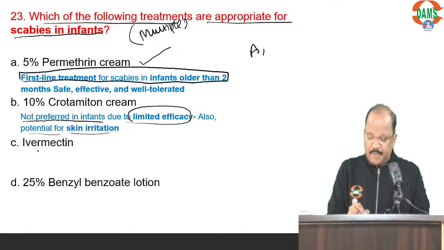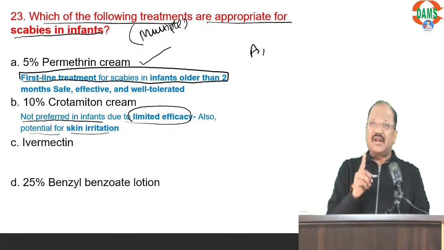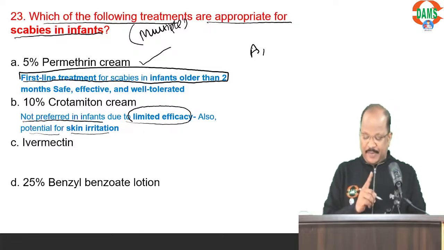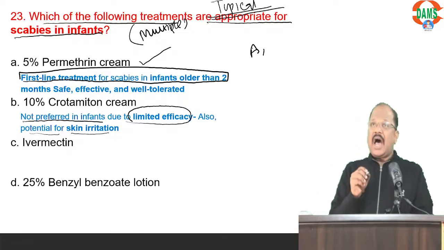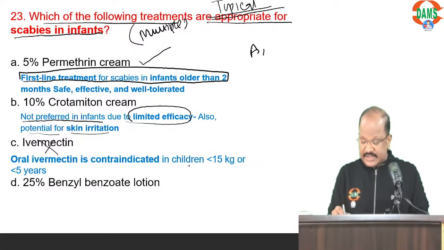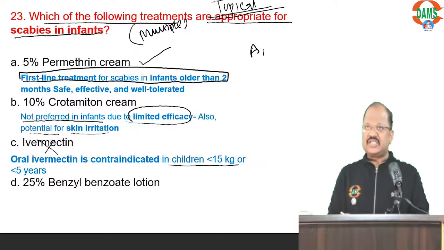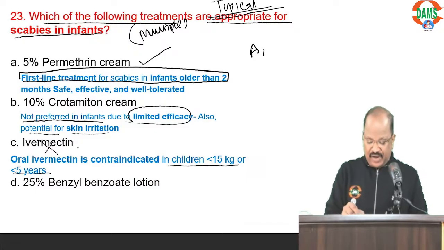Ivermectin is not a topical. They're asking which of the following treatments, I think they ask about topical. Is the word topical in the question? Ivermectin is an oral drug, not topical, and it's unsafe for children less than 15 kg and less than 5 years. So it's definitely ruled out.